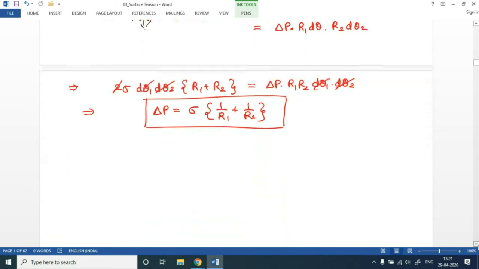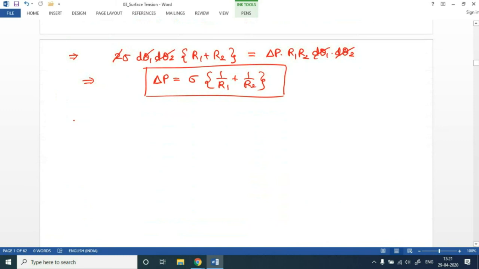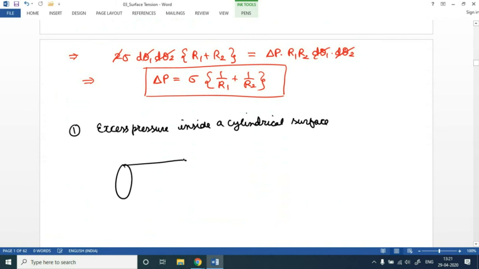Let's take some examples over here. So one example I am going to take is for the cylindrical surface: excess pressure inside a cylindrical surface. So say we have a cylindrical surface, okay, which separates this liquid and another, let's say, gaseous media.